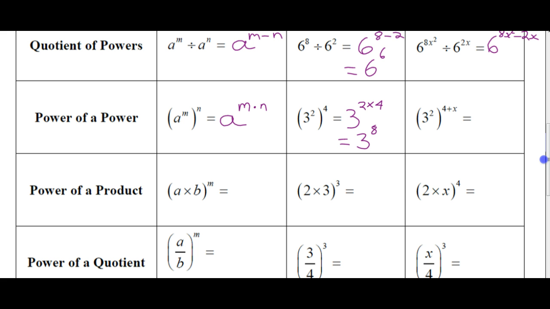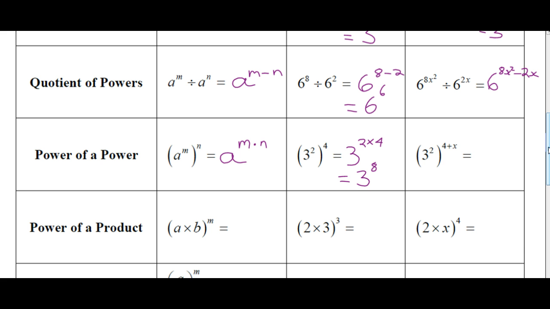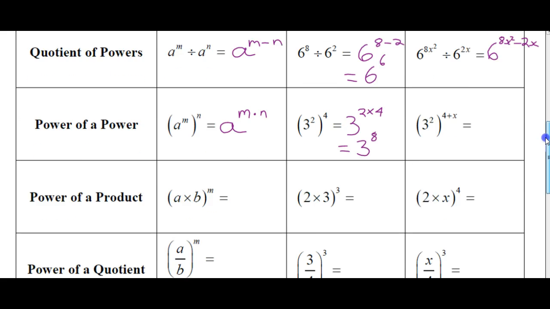So always remember where it came from, right? Because that helps you when you're looking at something like this where it's not really obvious what it is. I mean, this, you go, oh, 8 minus 2 is 6. But here you're going, oh, it's 8x. What is it? It's 8x squared minus 2x.